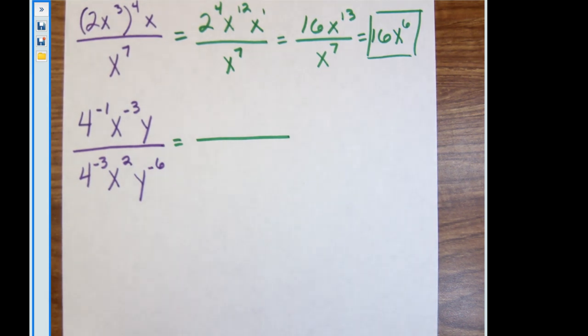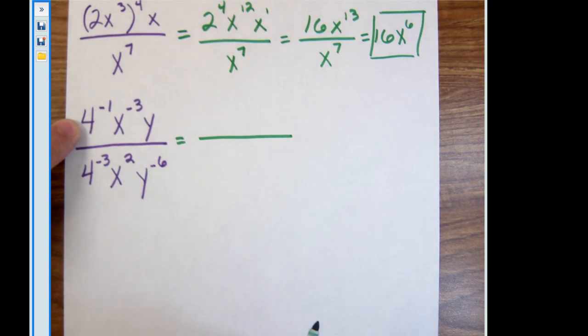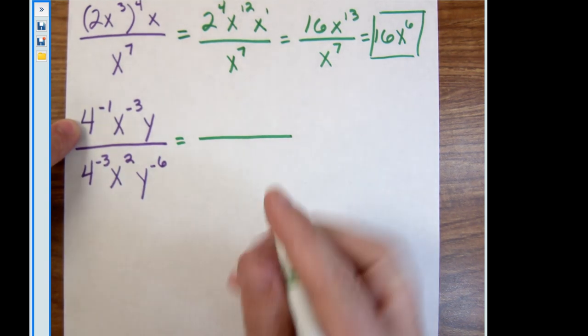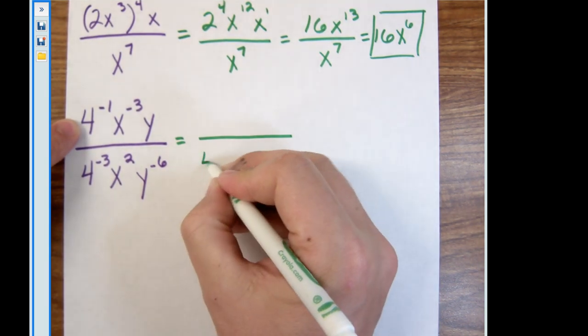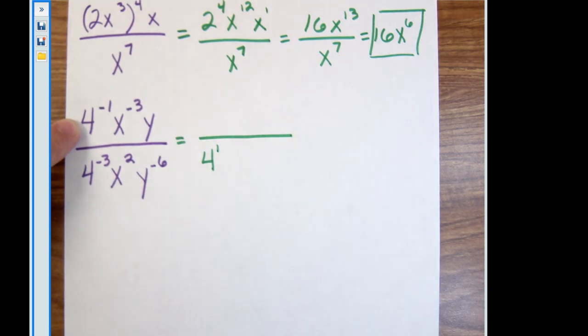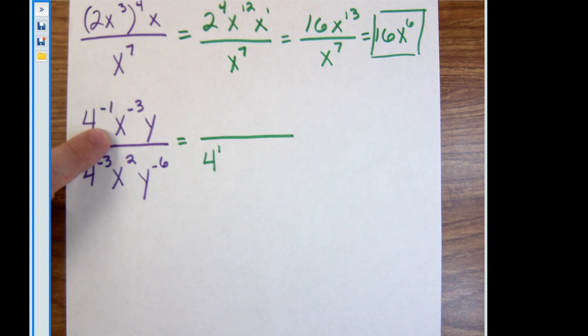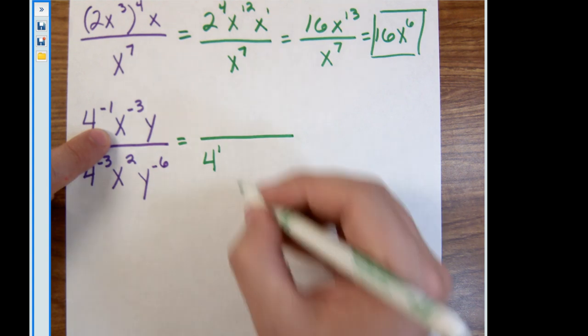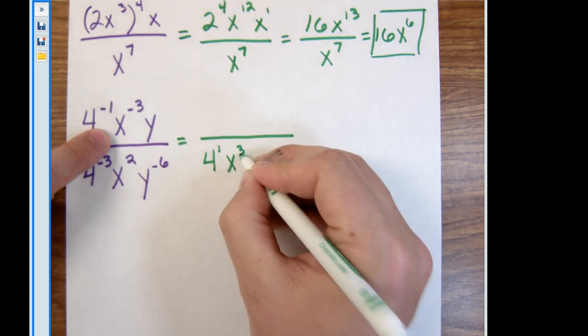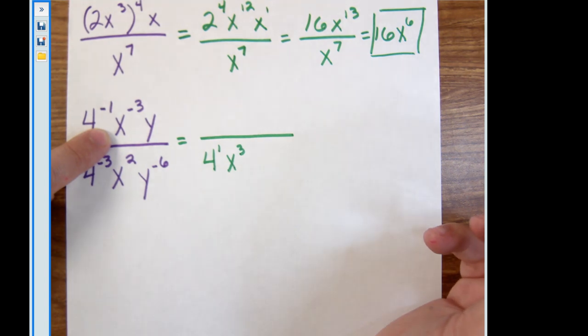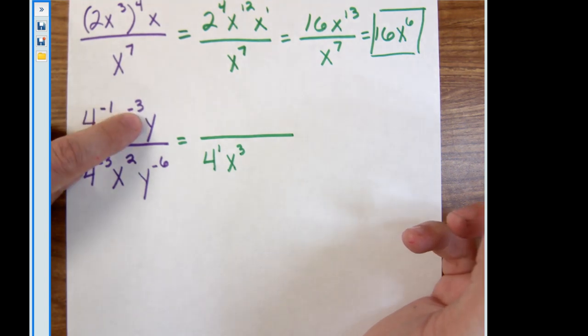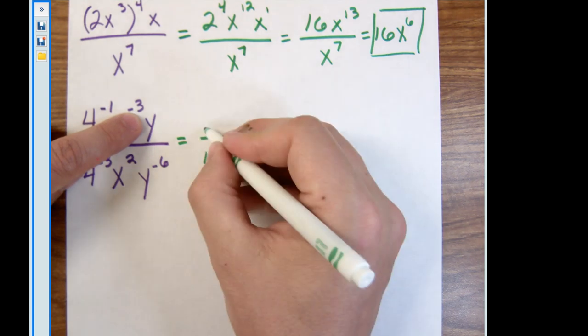So let's start with the first one. 4 to the negative first, does it need to move? Yep, because it's negative, so 4 to the positive first down here in the bottom. Okay, next, x to the negative third, does it need to move? Yep, so x to the positive third down here in the bottom. Then y, does that need to move? No, that's got a positive exponent. He can stay put.